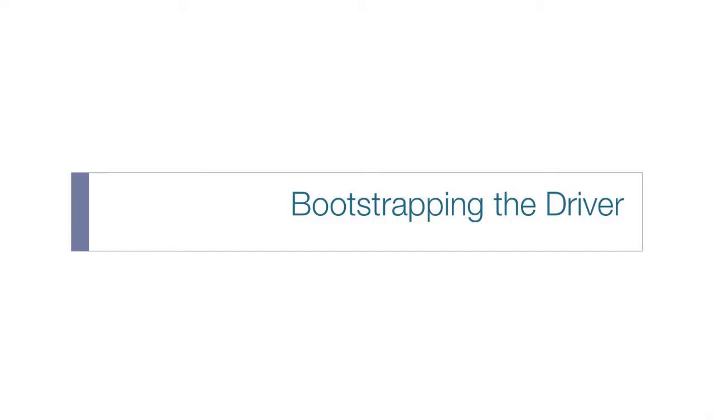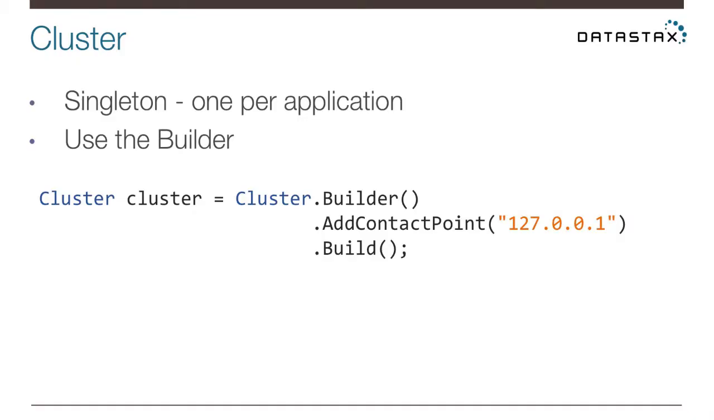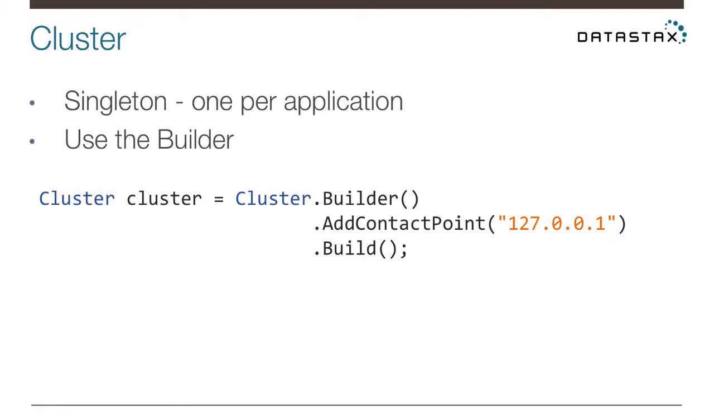All right, so let's start from the beginning. We'll talk about bootstrapping the driver. The first, most top-level object that you need to know about when you write code is the cluster object. It's a singleton, so you're going to create one per application, unless for some reason you're in a scenario where you're talking to multiple Cassandra clusters. Chances are, most of the time, you're going to be in a single application or inside of a service boundary, maybe in a SOA kind of thing, talking to a single cluster, right? So singleton, one per application. You get it by doing cluster.builder.